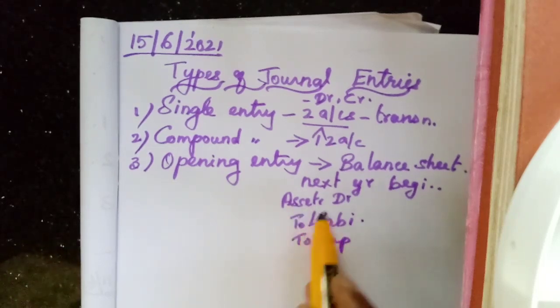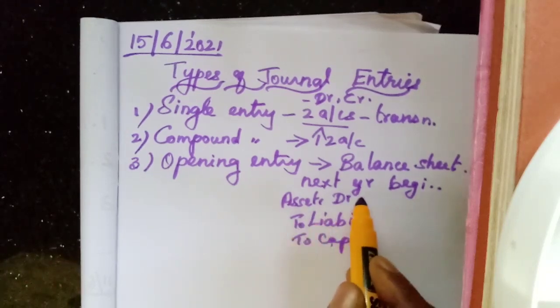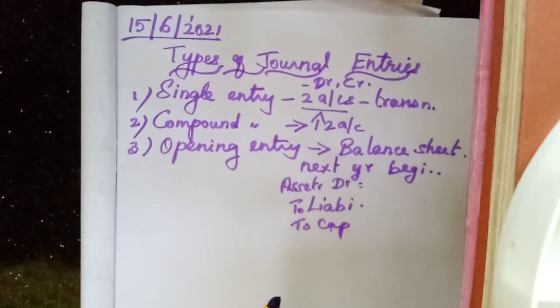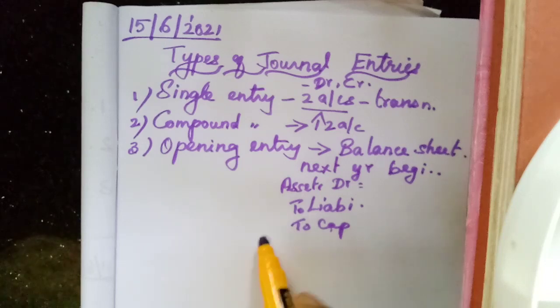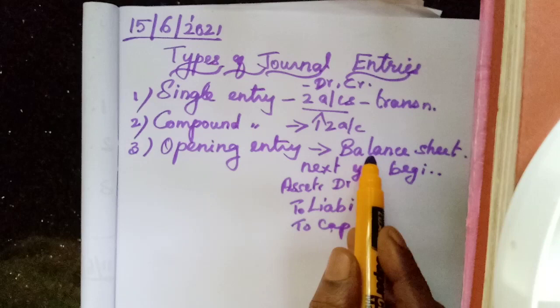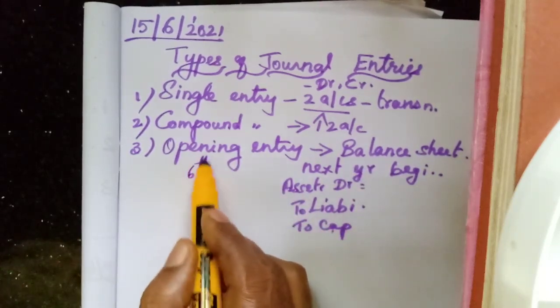Here the equation is what? Asset is equal to liabilities plus capital. So the debit will be equal to the credit. They will start the next year with this. For example, cash account balance, we have cash in hand 10,000. With this 10,000 only, the first day of the next year will start. So all the closing balance sheet items will be written as the opening entry. This you will learn in the 6th chapter.